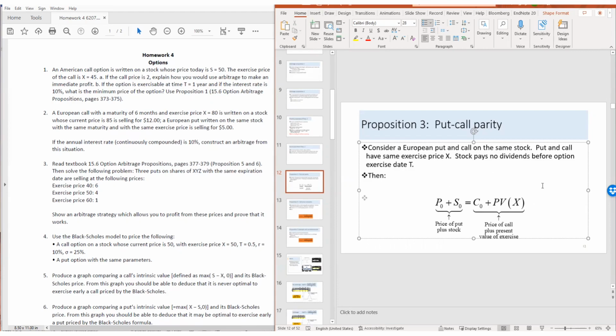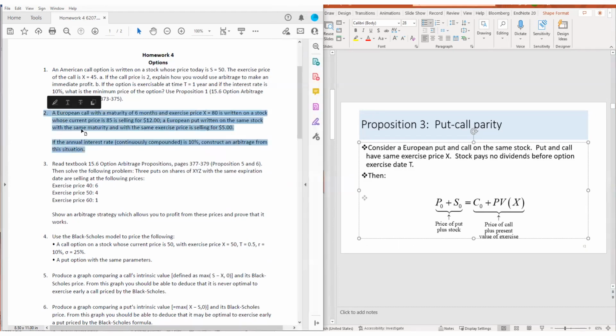If you found that put-call parity does not hold, then there can be an arbitrage opportunity out there. And we'll discuss that with the exercise here.